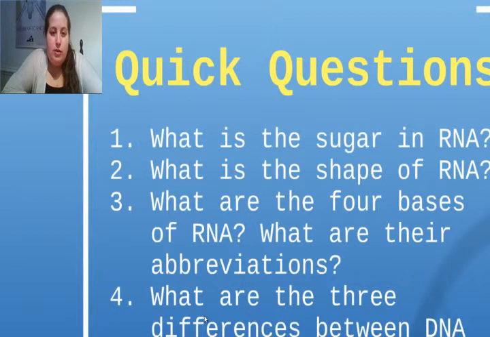Some more quick questions. Number 1, what is the sugar in RNA? Number 2, what is the shape of RNA? Number 3, what are the 4 bases of RNA and what are their abbreviations? And number 4, what are the 3 differences between DNA and RNA?